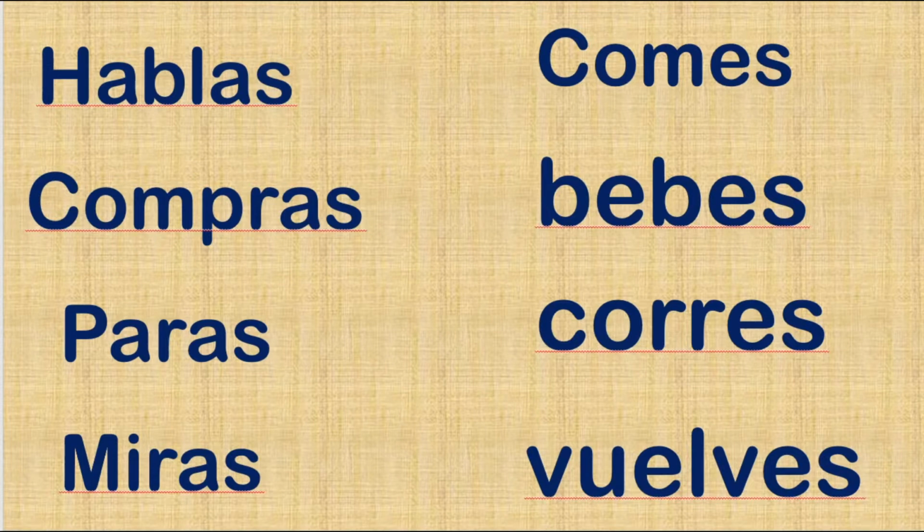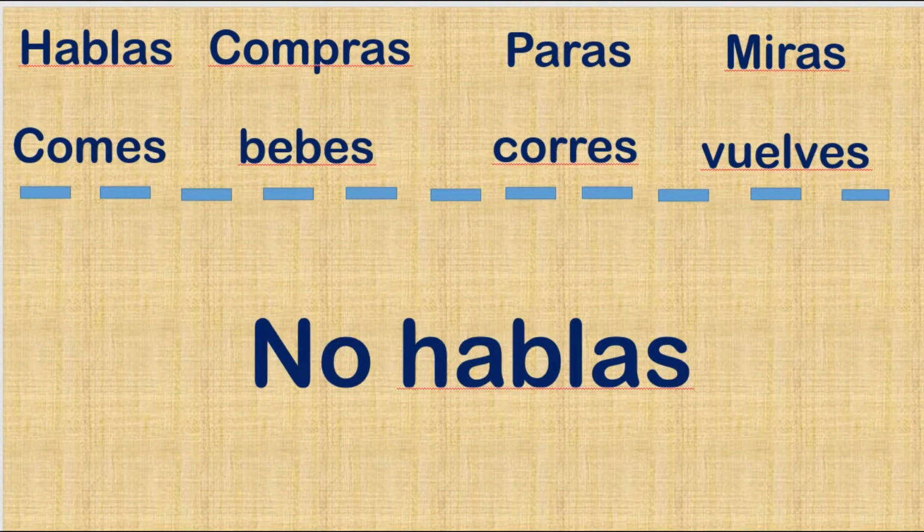Okay, so if you would like to say you don't speak, you just have to add the no in front of the verb and it will become negative. For example, you don't speak, that will be no hablas. So if you would like to say you don't speak Spanish, that would be no hablas español. But it doesn't actually mean don't speak Spanish.